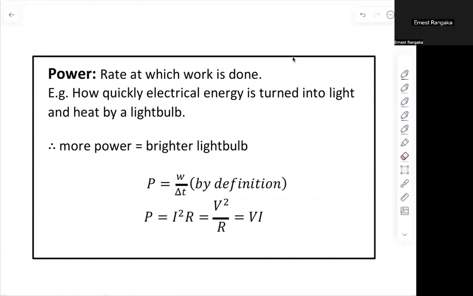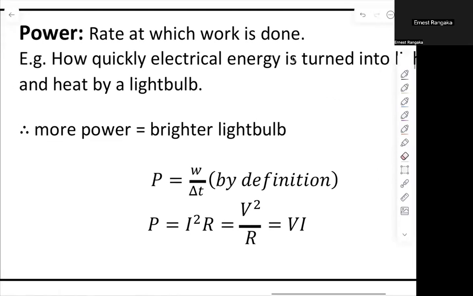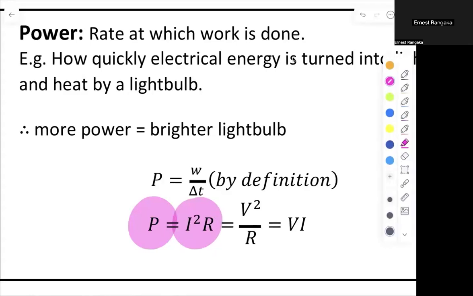And how do we calculate power? By using the following equations down there. So remember, by definition, power is the rate at which work is done. What do I mean by that? It's going to be work over change in time. But then you can use the equations down here at the bottom, where we know that power is equal to I squared R. Another version of power is V squared over R. And then finally, another version of power is V times I. Either of those will work.